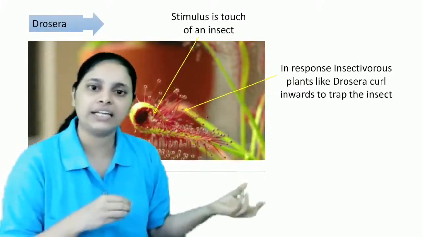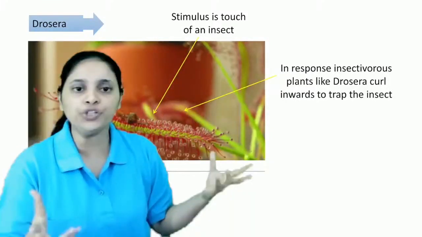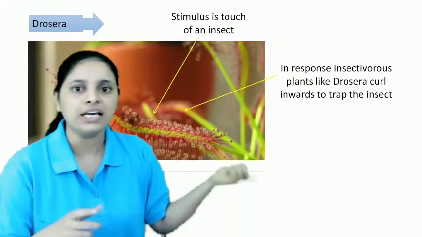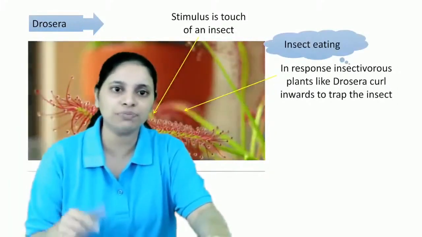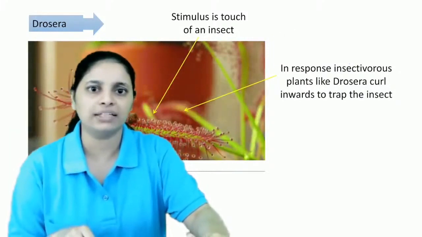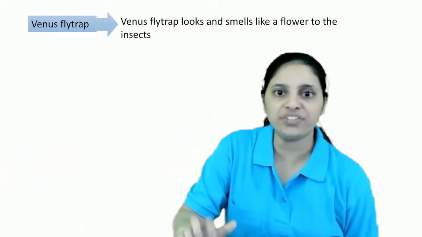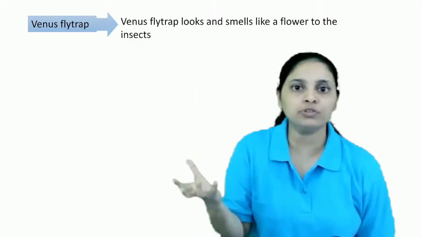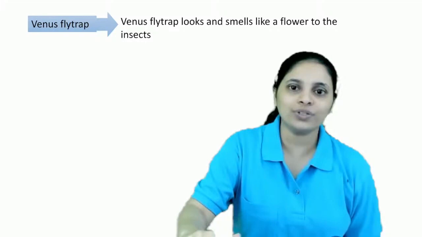Then this insect is digested, and after digestion, various nutrients, elements which are released, this will be used up by the plant, right? Let's see next example. So insectivorous means insect eating plants. Okay, let's see the one more example. Again, one more insectivorous. Okay, Venus flytrap. Okay, so again, Venus flytrap. This plant also looks and also smells like a flower, so that different insects are.